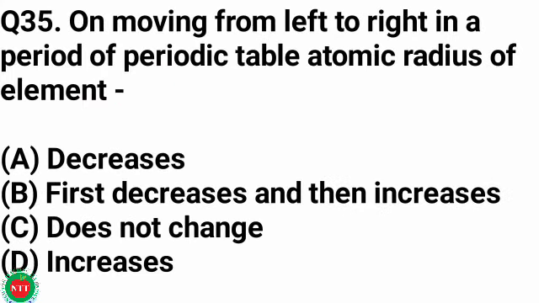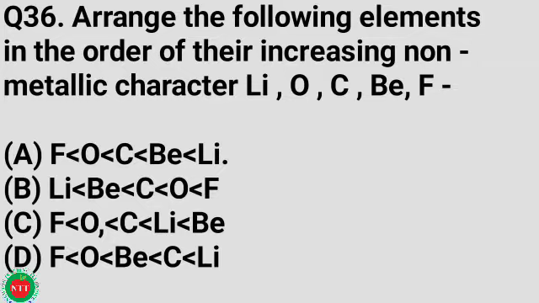Question number 35. Moving from left to right in the periodic table, the atomic radius of an element decreases, first decreases and then increases, does not change, increases. The right answer for this question is decreases. Question number 36. Arrange the following elements in order of their increasing non-metallic character. A. F < O < C, B. Be < Li. The right answer for this question is option B.